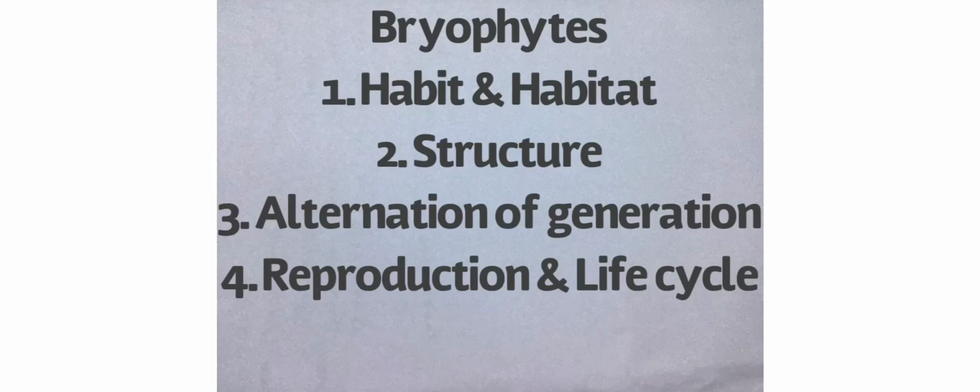Now, how to write these points, I have explained here. First habit and habitat, then you have to explain the structure, and then alternation of generation as well as reproduction and life cycle. With these points, you can explain this topic properly. And how to write, I have shown you a picture after completing this topic, so you can copy down all the points as such.